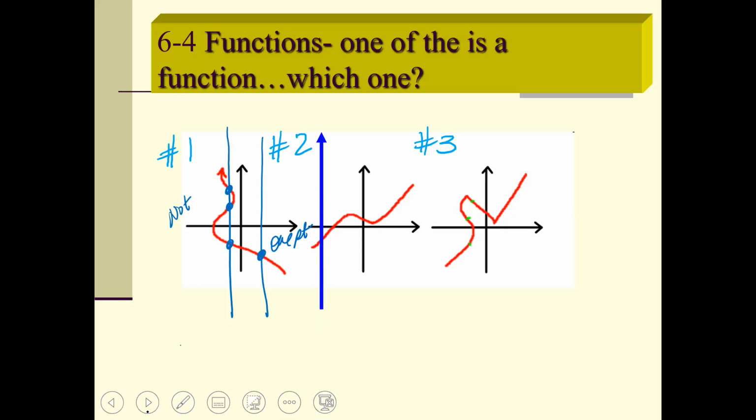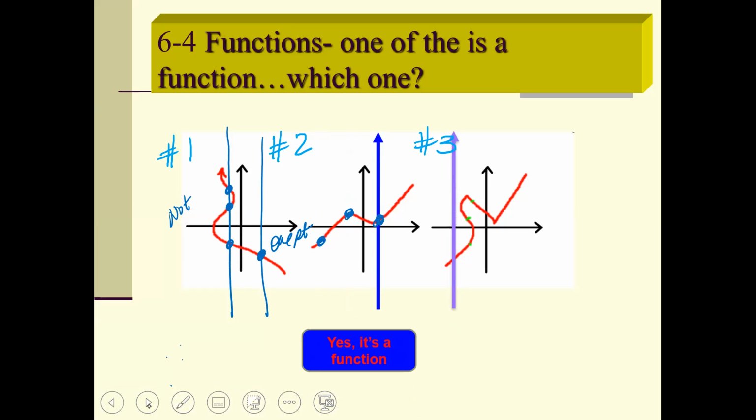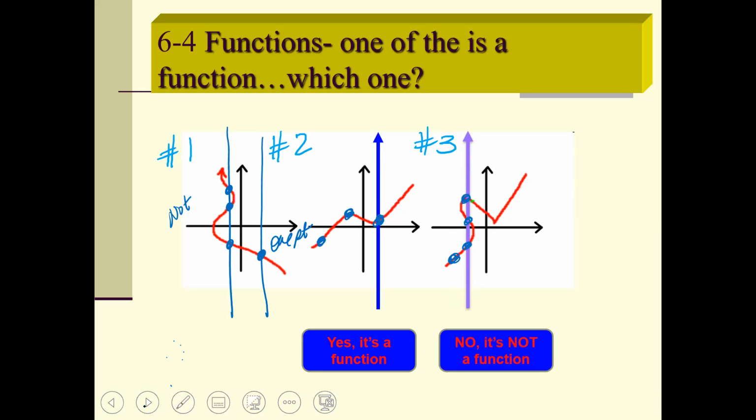What about number 2? If I draw a line it only touches it once. If I move that line and I put another line here, still just 1 point. If I do it over here, still just 1 point. I can say it's a function. For number 3, so far in the beginning, it is a function, it's just 1 point. But then if I move it a little bit over to the right, it touches at 3 points, so it's not a function.